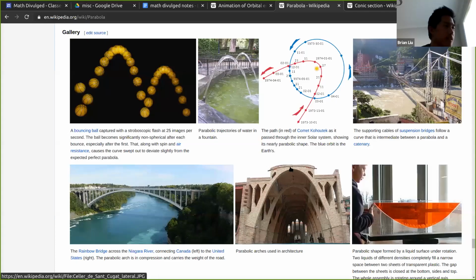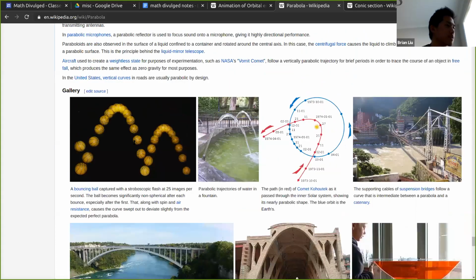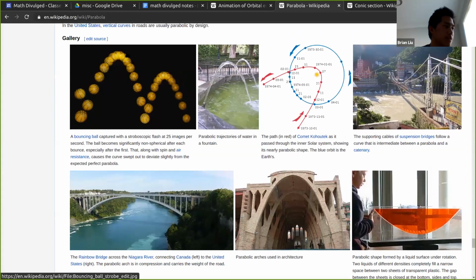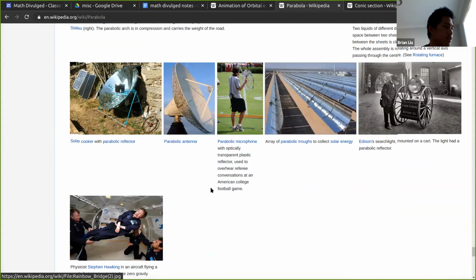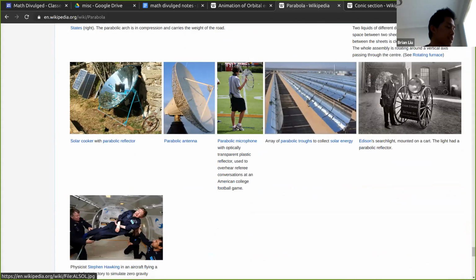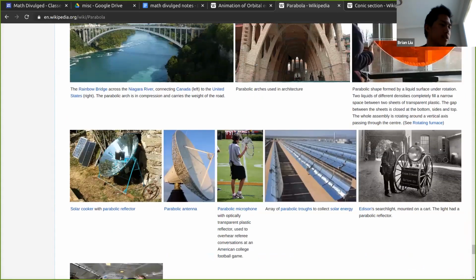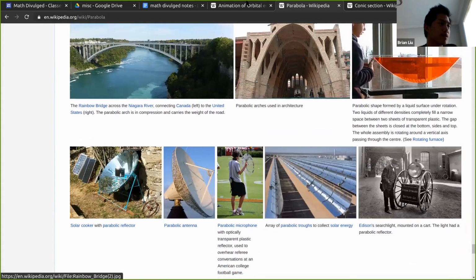There are a lot of different places where you can use parabolas, and here are just some of the examples according to the Wikipedia page. So the basketball example, parabolic trajectories of water, and so on. Someone said satellite dishes. We also have a solar cooker, so pretty efficient, solar energy to really collect and focus the different energies. Microphones.